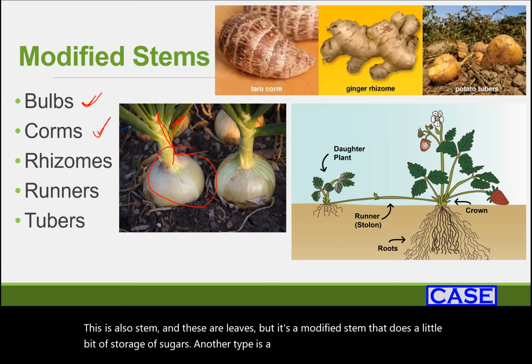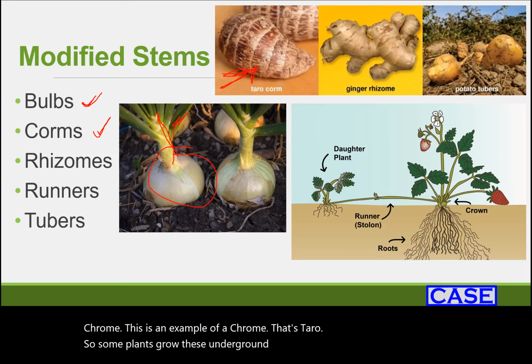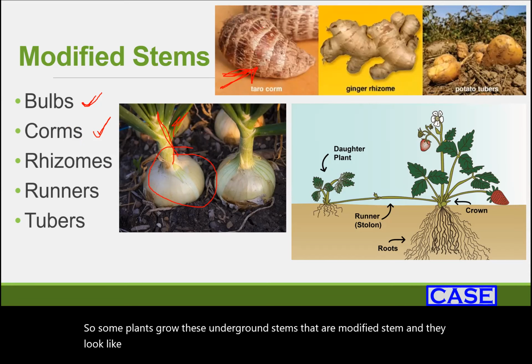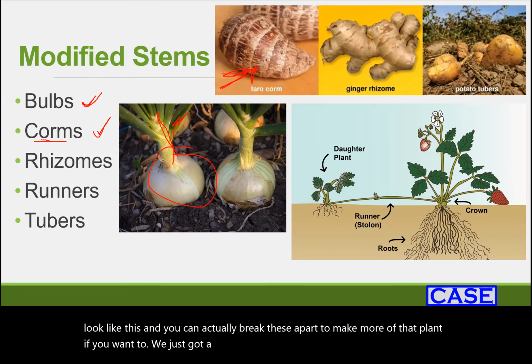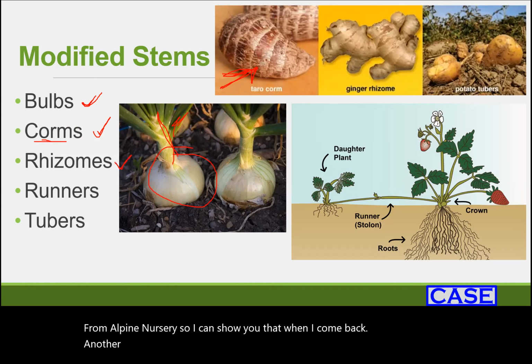So here we go. Here's a corm. This is an example of a corm. That's taro. So some plants grow these underground stems that are modified stems, and they look like this. And you can actually break these apart to make more of that plant if you want to. We just got a plant that reproduces with corms from Alpine Nursery, so I can show you that when I come back.